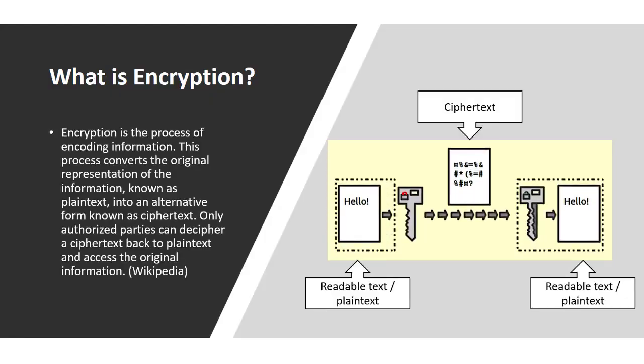First we will see what is encryption. Encryption is the process of encoding information. This process converts the original representation of the information, known as plain text, into an alternative form known as ciphertext. Only authorized parties can decipher a ciphertext back to plain text, and access the original information.